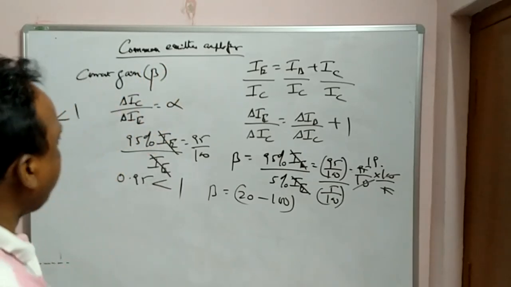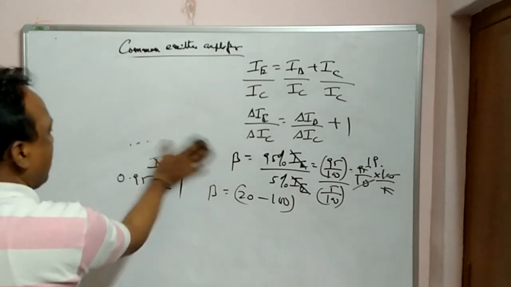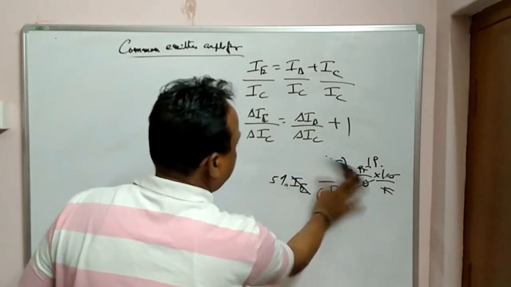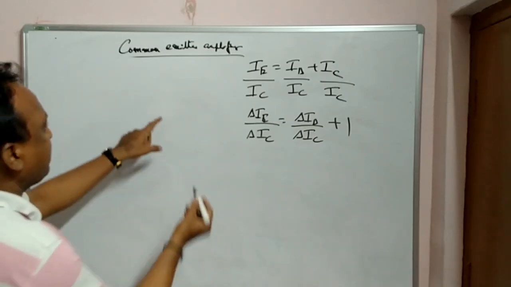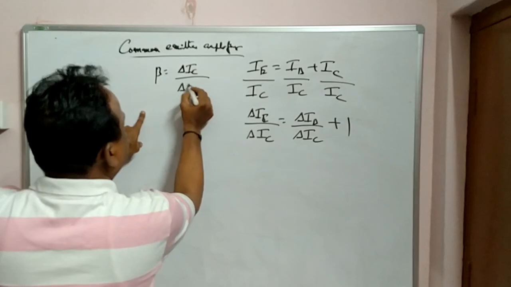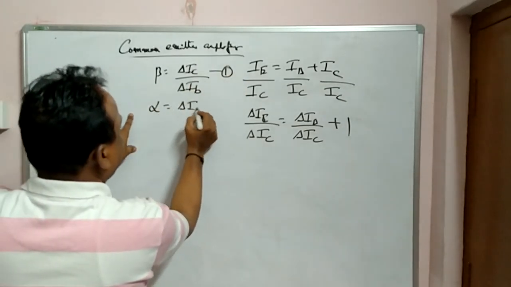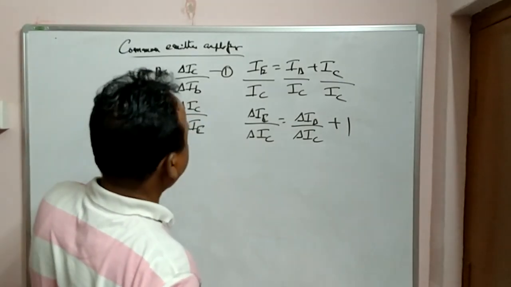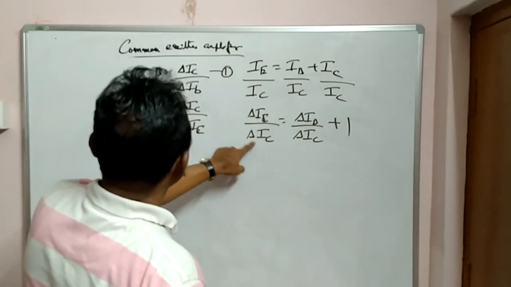Now let us give a small relation between alpha and beta. Lastly, let us give a small relation between alpha and beta. Just now I told you what beta and alpha are. What is beta? Delta IC by delta IB. Equation 1. What is alpha? Delta IC by delta IE. Now try to apply this beta and alpha in this equation, delta IE by delta IC.